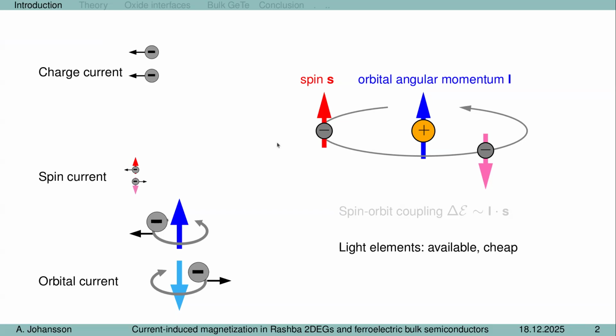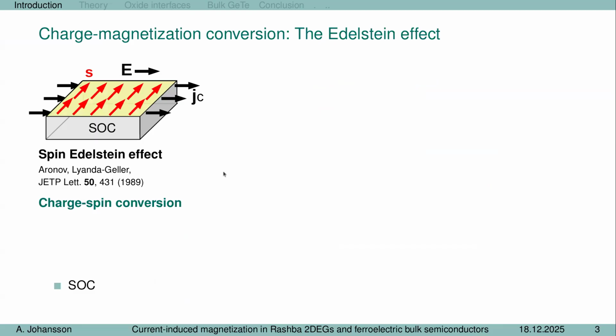So the question is now, how can we generate spin currents, orbital currents? How can we generate spin and orbital polarizations? And we are working on this second question, how can we generate spin or orbital polarization in non-magnetic materials? And in recent years, we have intensely been working on one effect called the Edelstein effect, and this is also the main topic of this talk.